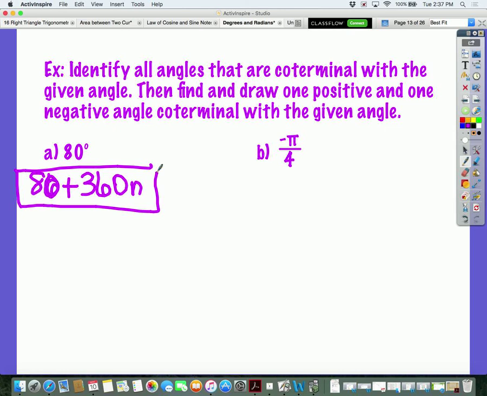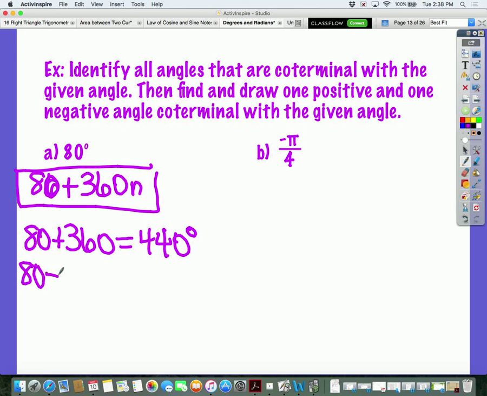Okay? You have to then find and draw one positive and one negative angle coterminal to the given. Easiest way to do that, pick a value for n, like we just did on the other example. 1 would be nice. Make n 1. So, what is 80 plus 360? 440. That is a positive coterminal angle. I'm going to draw it in just a second. Let's get the negative one.